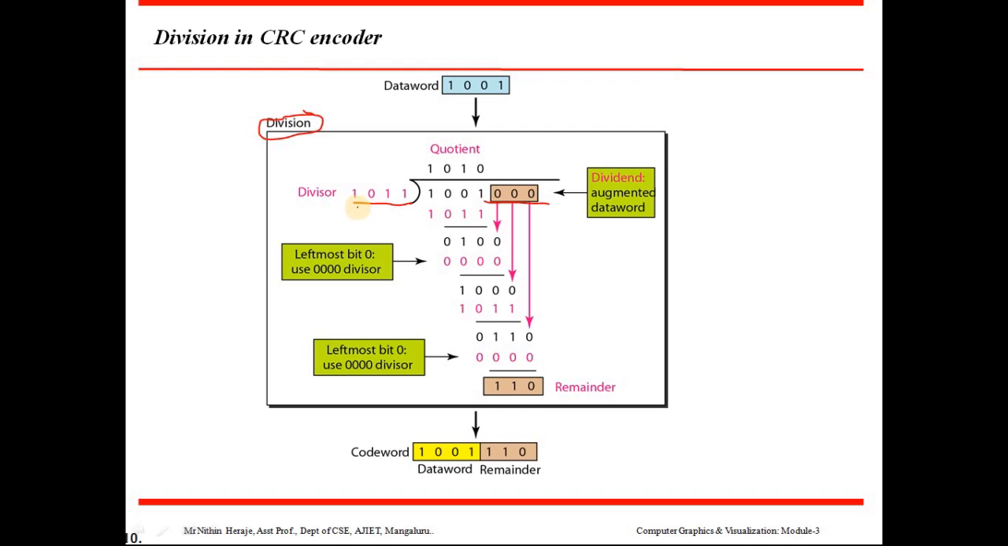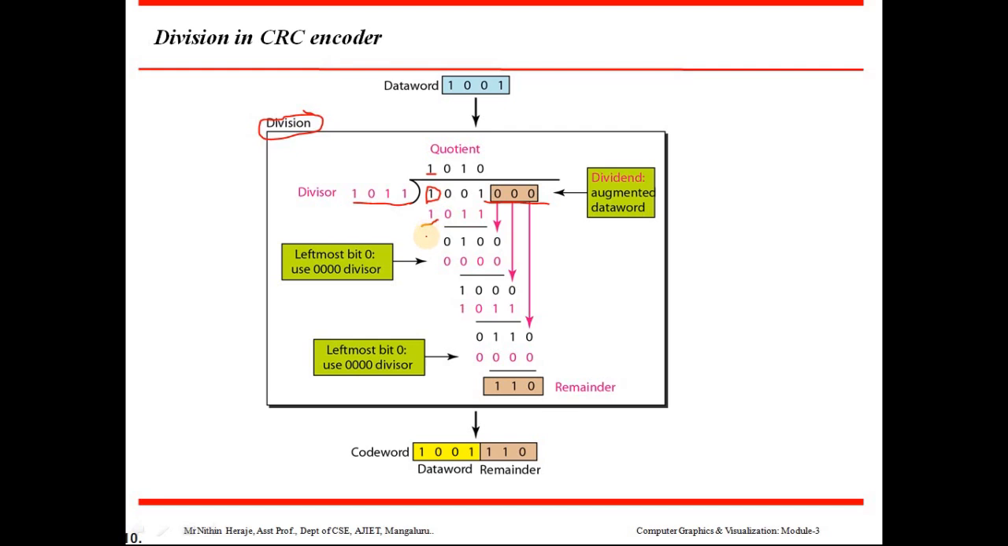We'll see how this division process will work. We have this 1001, a 4-bit code word. If you check here, in the leftmost bit, you have 1. So if the leftmost bit is 1, then you'll have to take the quotient as 1. So you'll have this here, 1011. For this, you will now have to perform the XOR operation by eliminating the leftmost bit.